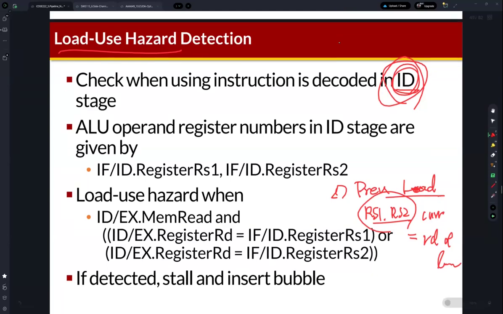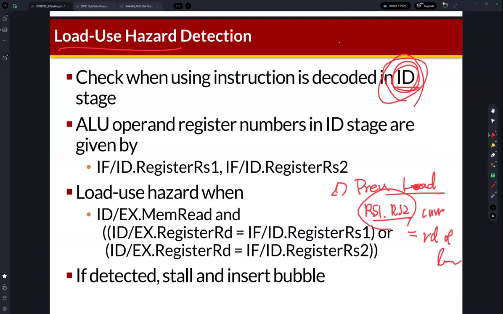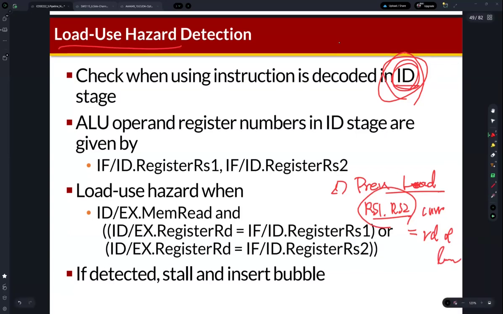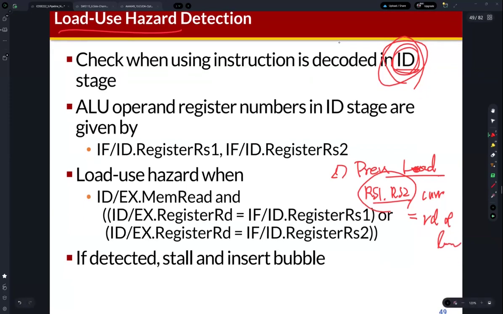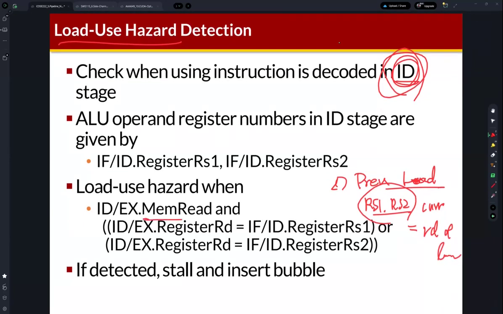So actually the load use hazard is simple, right? Firstly, we need to detect the load instruction. We can detect the load instruction with the mem read signal, and then we need to compare the previous instruction and the current instruction. I mentioned that the current instruction is in the ID stage, right? And the mem read is for the previous instruction, which is in the EX stage.